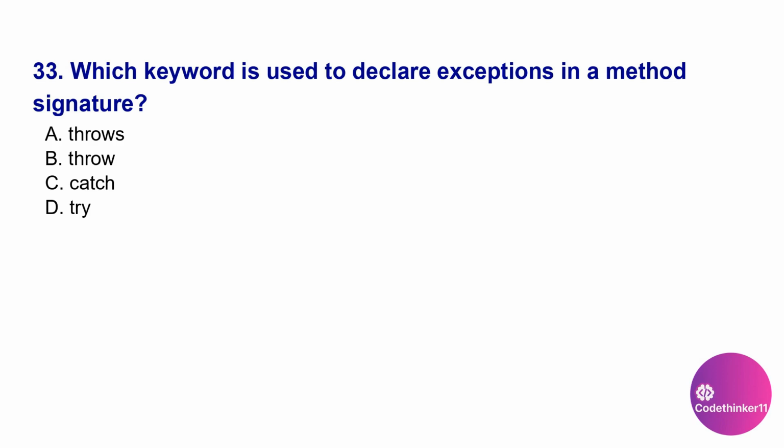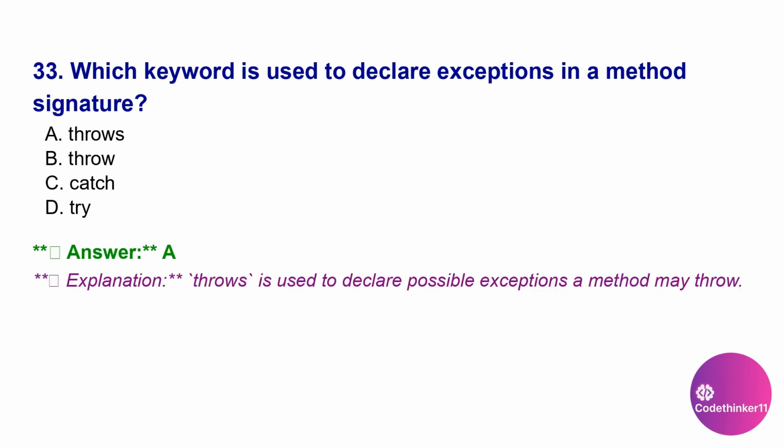Question 33. Which keyword is used to declare exceptions in a method signature? Option A. Throws. Option B. Throw. Option C. Catch. Option D. Try. The correct answer is option A. Explanation. Throws is used to declare possible exceptions a method may throw.